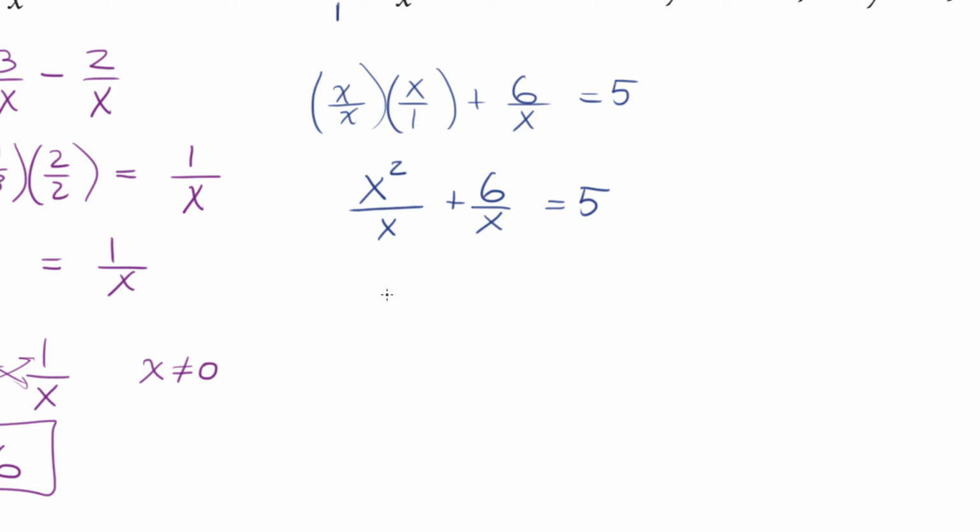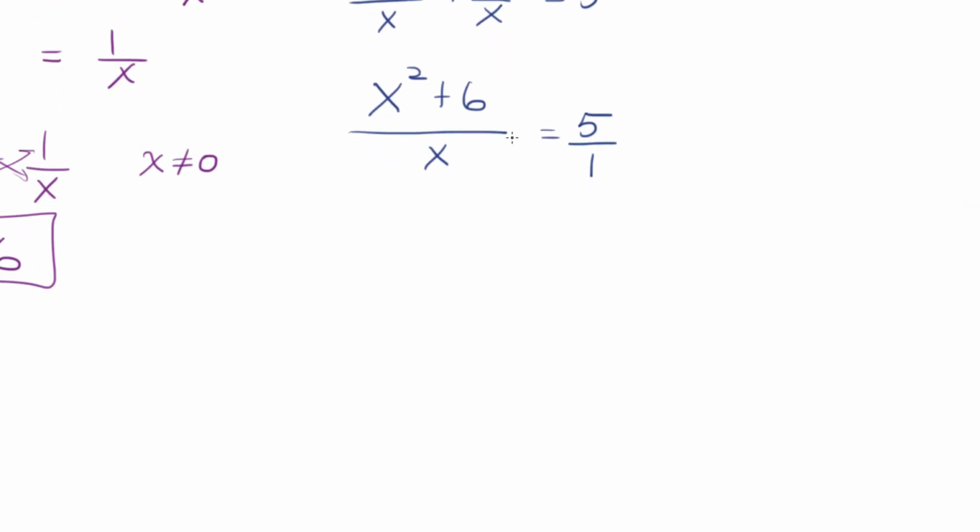So x squared plus 6 will stay x squared plus 6, but now we only have one denominator, which is x. And it's very important to do that step, because if you don't, you won't notice what to do next. And remember what I said about a fraction equal to a number? Well, technically, we can make this number into a fraction by adding a 1 under it. So now we have a fraction equal to a fraction, and we can apply cross multiplication.